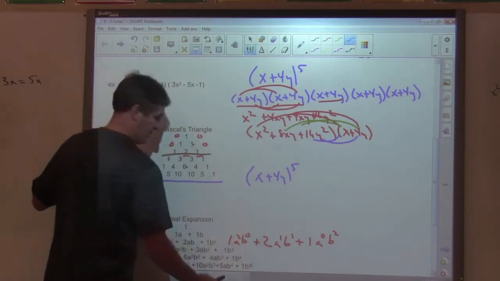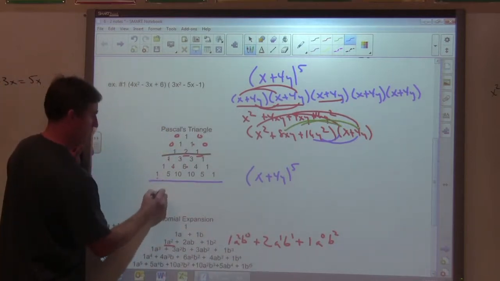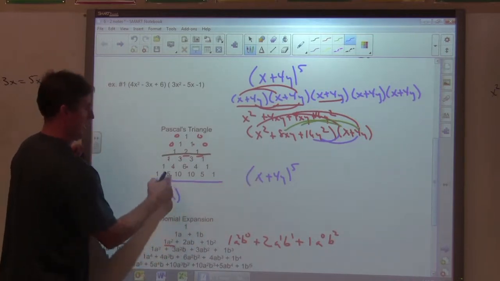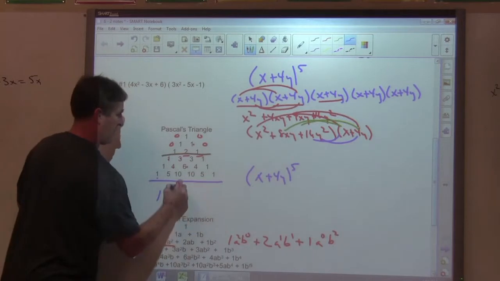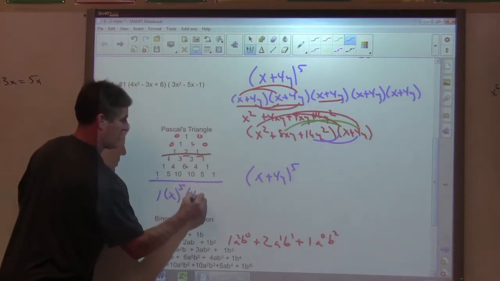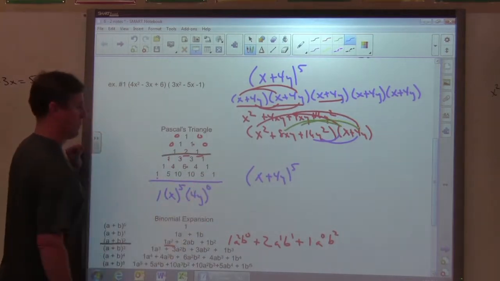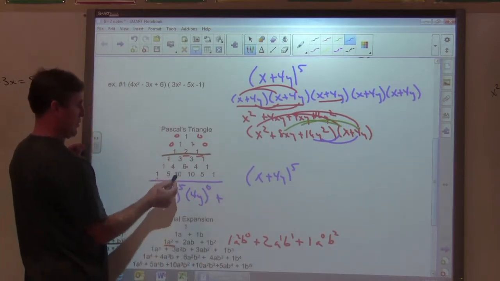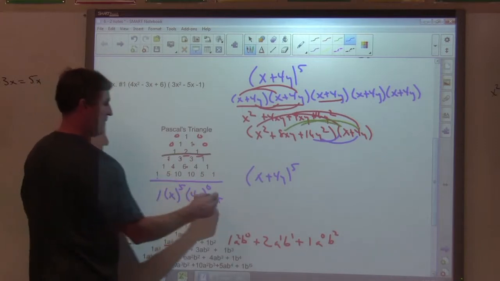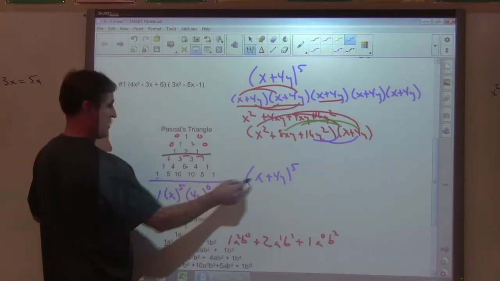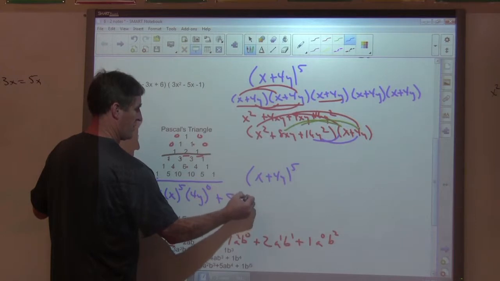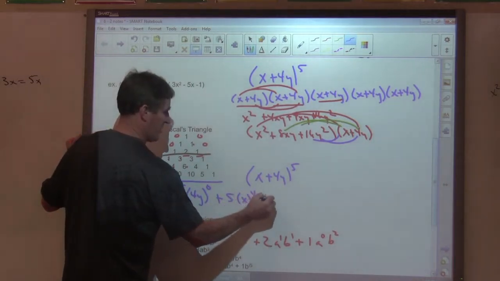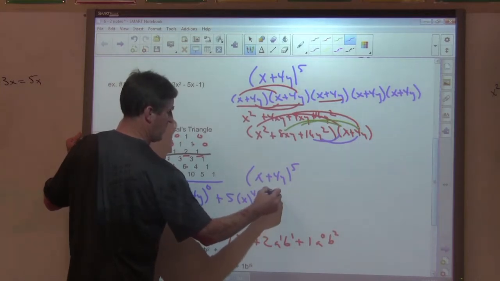So we're going to start with our coefficient 1, our first term, x to the 5th power, and our second term, 4y, to the 0 power. Plus, now we just continue on. This is our coefficient 5. Our first term, we go down 1 power. Our second term, we go up 1 power.